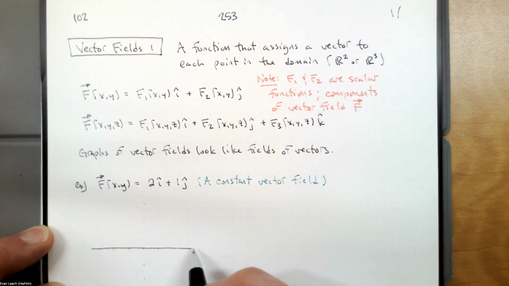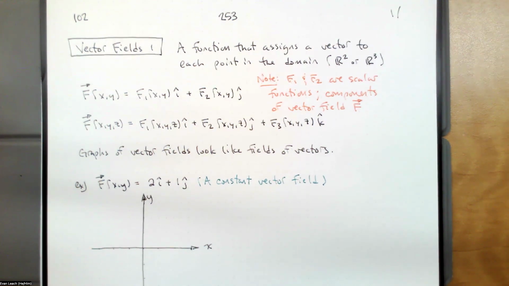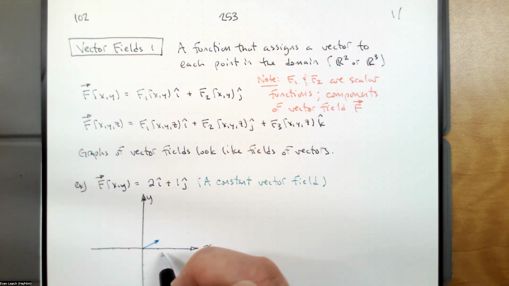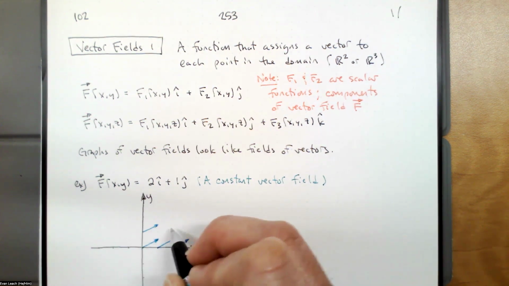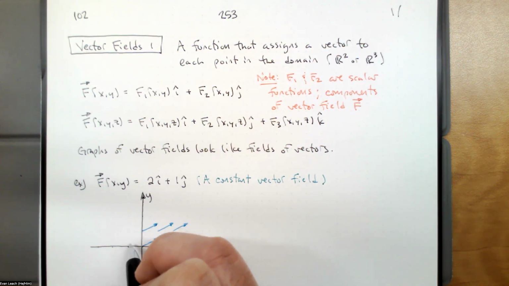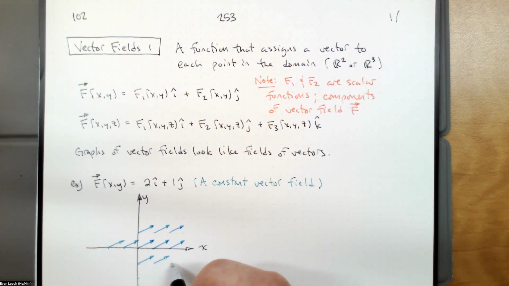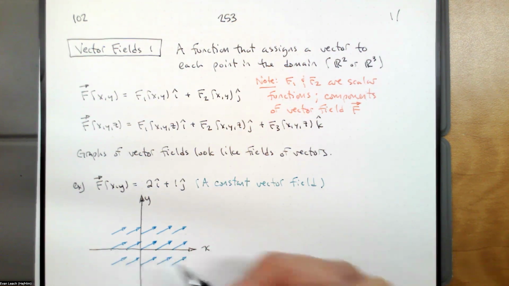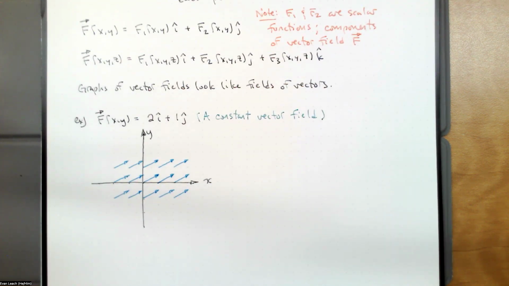here's our x-axis, and here's our y-axis. At every point, we're going to see the same vector, 2i plus 1j. At 0, 0, I see the vector 2i plus 1j. At the point 1, 1, I see the vector 2i plus 1j. Constant vector field. All the vectors are pointing in the same direction. Always the same vector.